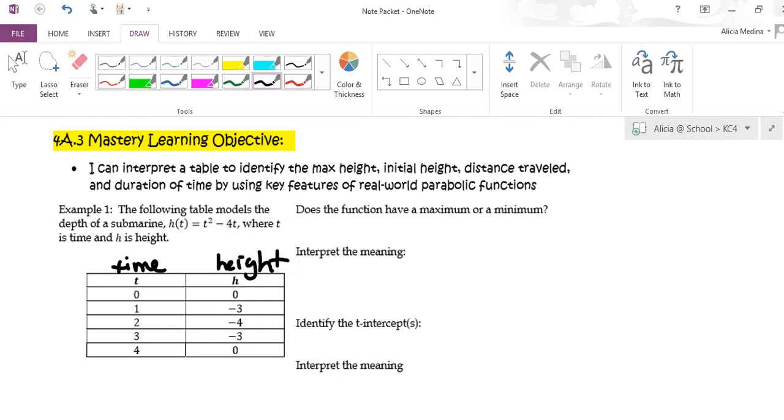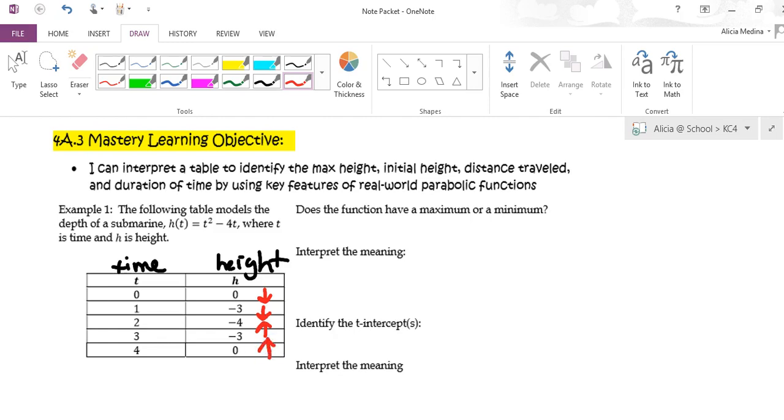Looking at the first example, does the function have a max or a min value? So looking at this, dealing with our table, we have to find what our vertex is first. So what we kind of see here is that looking at just the y values, from 0 to negative 3, this is going down, right? Negative 3 to negative 4, that's still going down. But now from negative 4 to negative 3, that's going back up. And from negative 3 to 0, that's going back up, right?